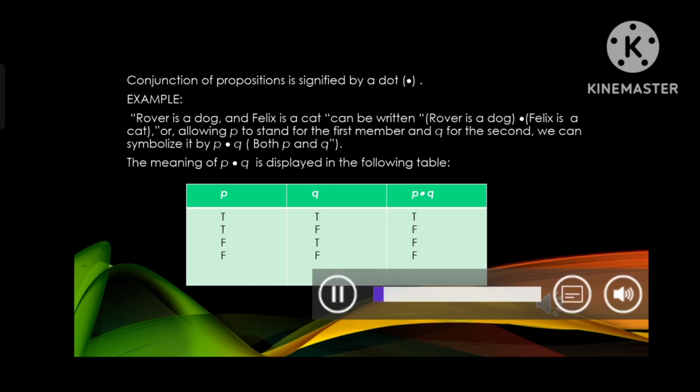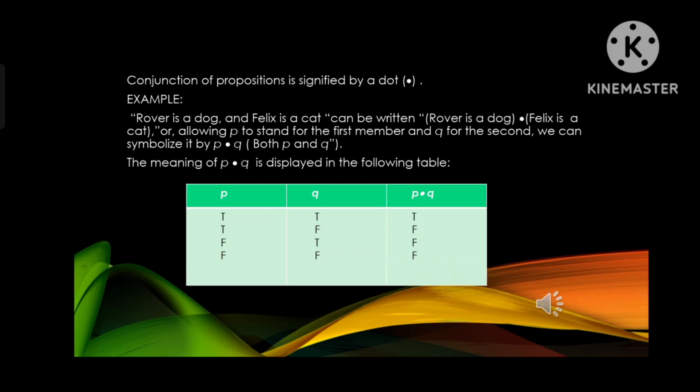Okay, let's move on to the truth table. Conjunction of propositions is signified by a dot. Example, Rover is a dog and Felix is a cat can be written as Rover is a dog, dot, Felix is a cat, or allowing P to stand for the first member and Q for the second, we can symbolize it by P and Q, both P and Q. The meaning of P and Q is displayed in the following table.